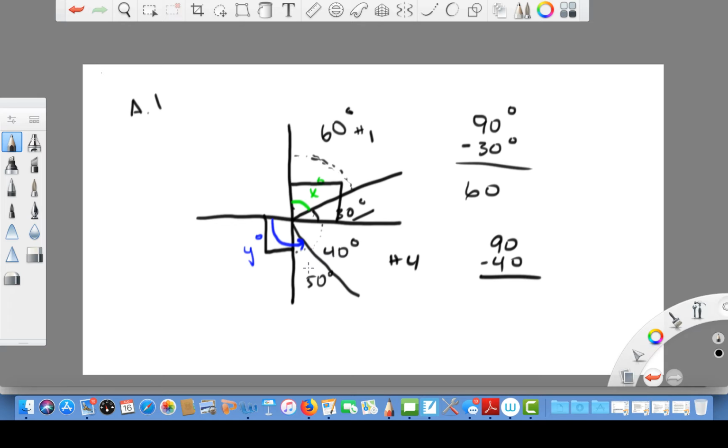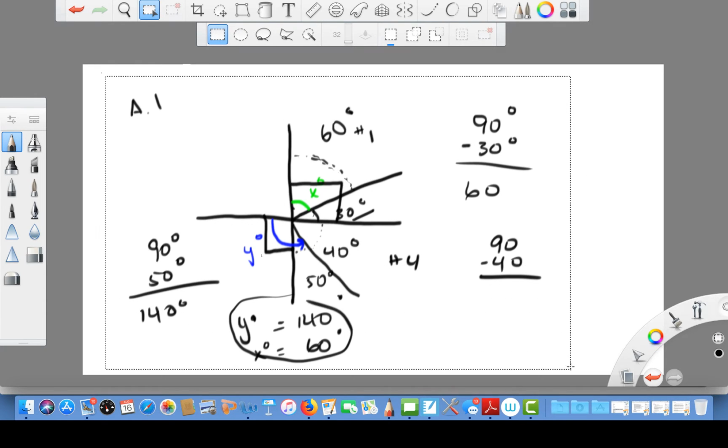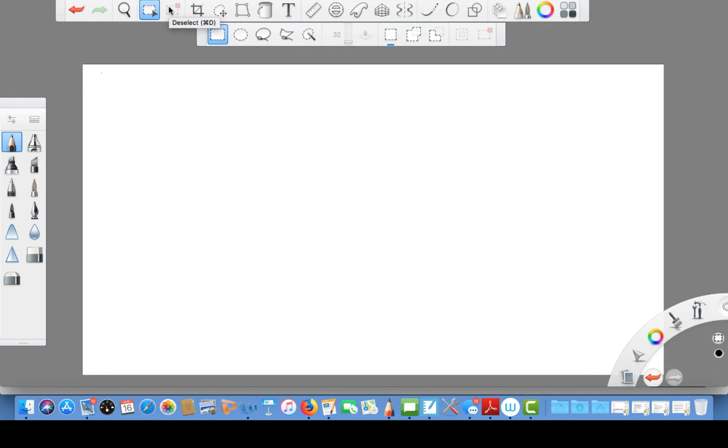So if this is 50, that's great, which means that y is 90 plus 50. So 90 degrees plus 50 degrees is going to give us 140 degrees. So y degrees equals 140, x degrees equals 60. Not difficult at all. There's our answer. So, because you guys are so smart, and because all of this is really, really boring, we're going to move on, and we're going to look at a couple of other looks as far as this is concerned, okay?